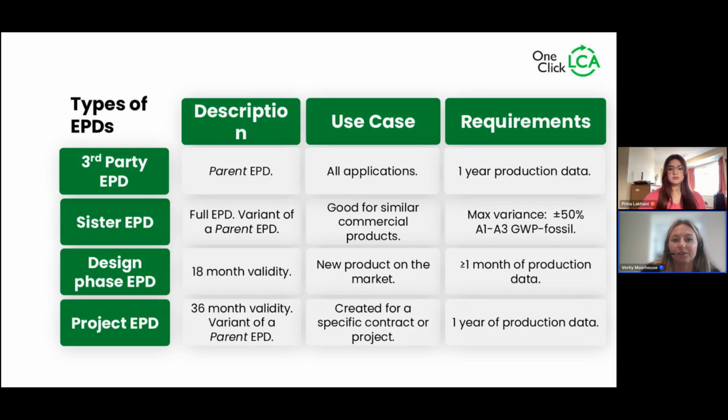And it's worth saying they can't vary more than plus or minus 50% in terms of their global warming potential compared to the parent EPD. They have to have the same manufacturer, same end use, and about 80% the same materials as well.